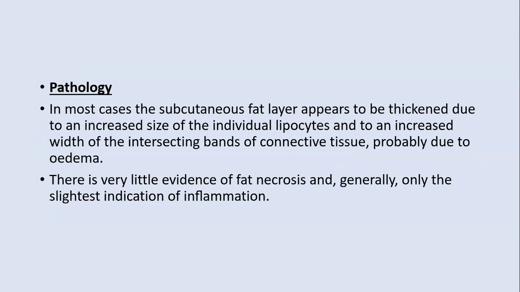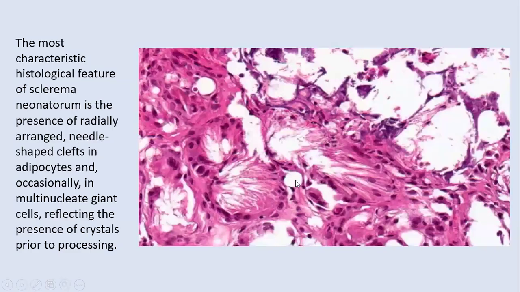Pathology. In most cases the subcutaneous fat layer appears to be thickened due to increased size of individual lipocytes and increased width of intersecting bands of connective tissue, all due to edema. There is little evidence of fat necrosis and only slight indication of inflammation. The most characteristic histopathological feature is the presence of radially arranged needle-shaped clefts within the adipocytes due to solidified triglycerides, and surrounding multinucleated giant cells.